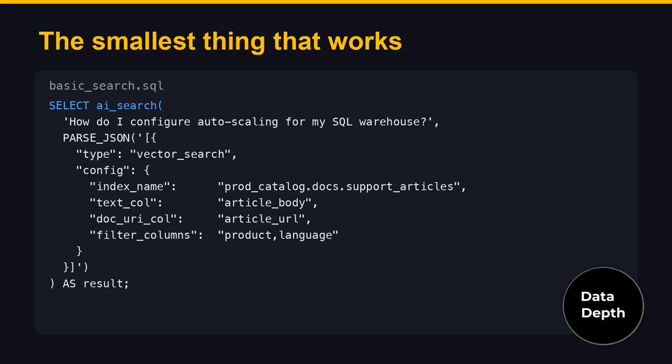One question, one index. Notice what the config actually wants. Index name is the full 3-level Unity catalog name. Catalog, schema, index. Text call is the column holding the document text, which comes back as page content. Doc_URI call is the column holding the link back to the source. And filter columns is optional. Leave it out entirely, and Databricks derives the filterable list from the index schema for you.